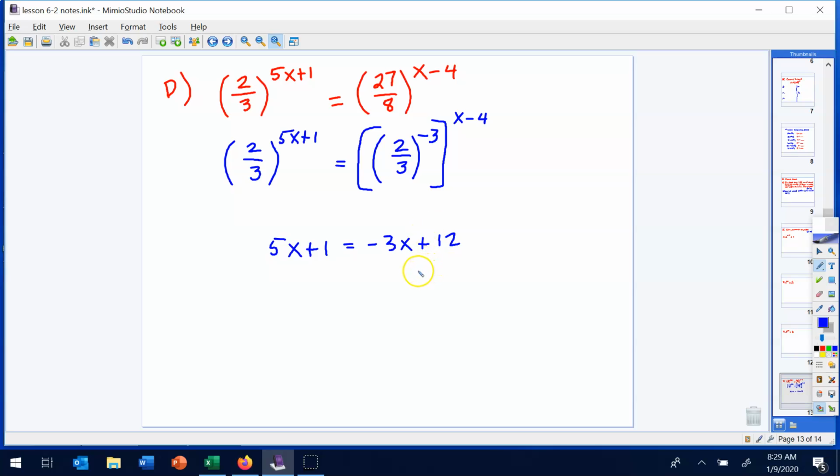And now I'm just going to solve for x like we're used to doing. So if I add 3x and I subtract 1 and then divide by 8, I get my final answer, which is 11/8. Okay, so that gives you one sample of the type of problems that you're going to do on page 387, problems 32 through 37.